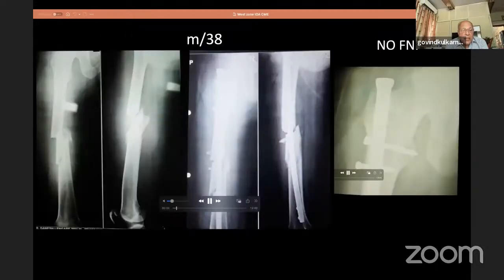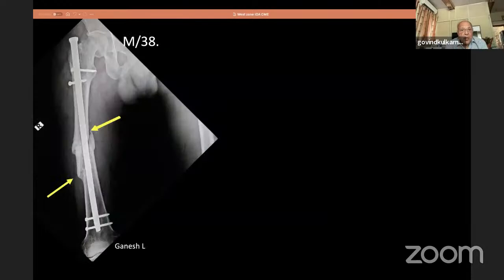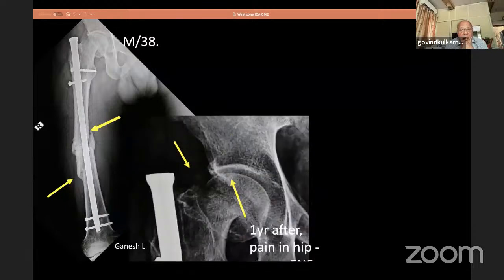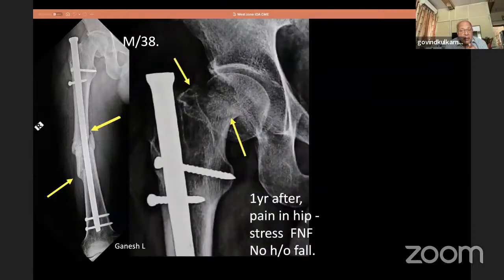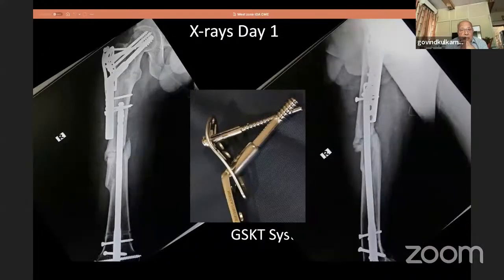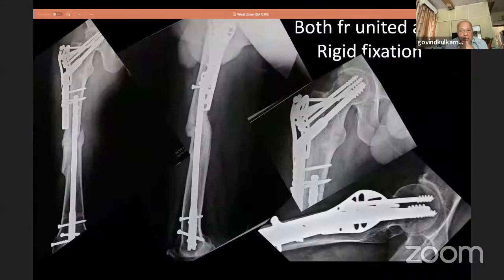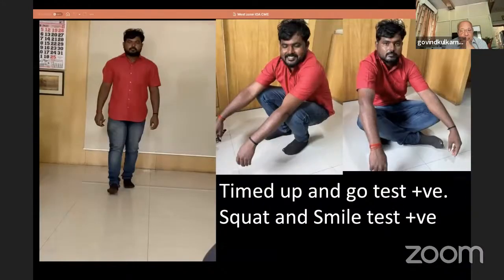This is an interesting case of a male aged 32. He had no fracture of the neck of femur, but this was treated in a wrong way. So he developed non-union of the shaft, and he had no fall, but the stress caused a fracture of the neck of femur. This was treated with a triangular system, and this united nicely. He climbed up and the Trendelenburg test is normal.